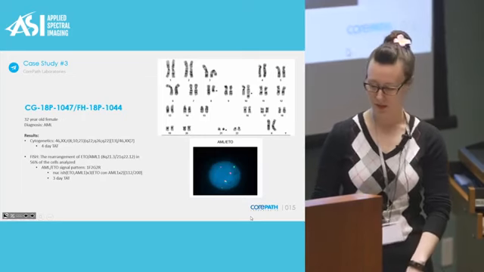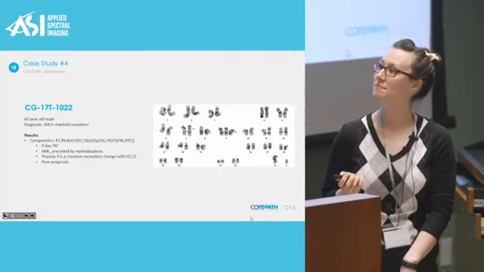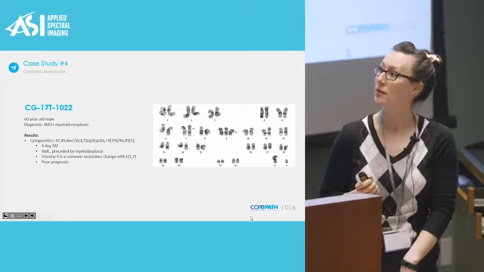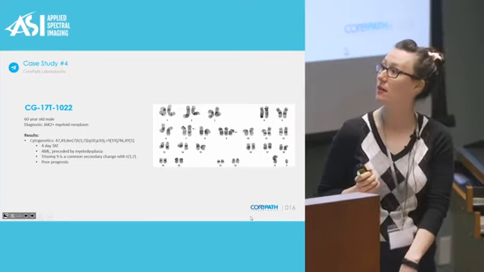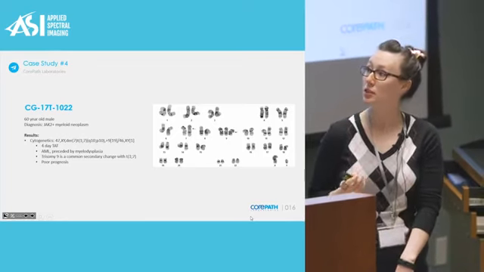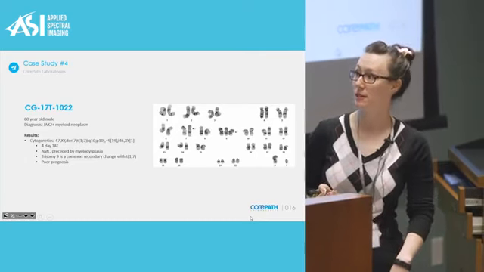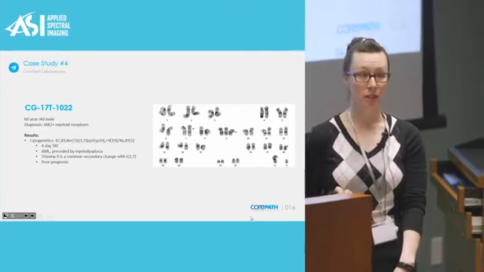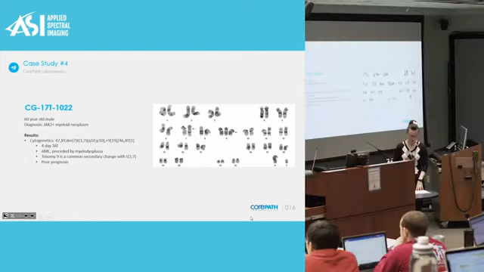Let's move on to case study number 4. Okay, we have a 60-year-old male with a diagnosis of a JAK2 positive myeloid neoplasm. Now this case only had cytogenetics, and the results were released in about 4 days. And here's what we found.